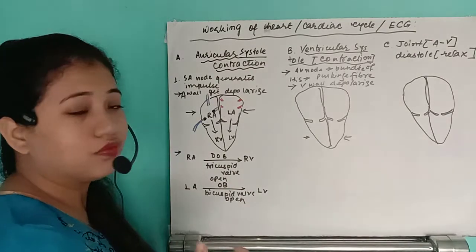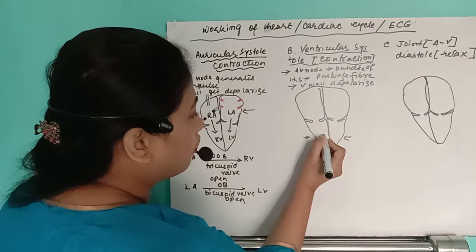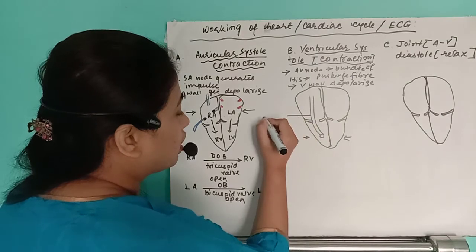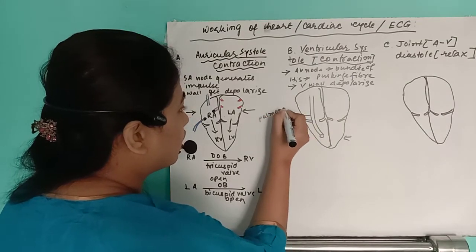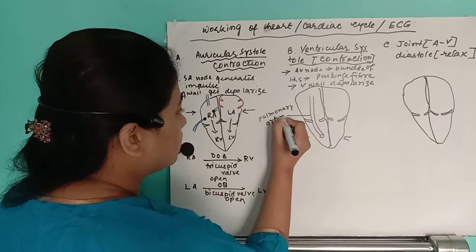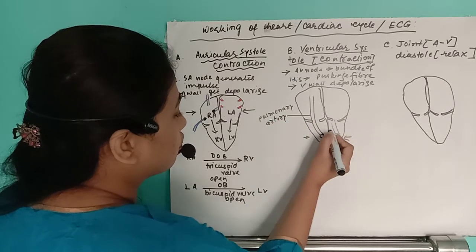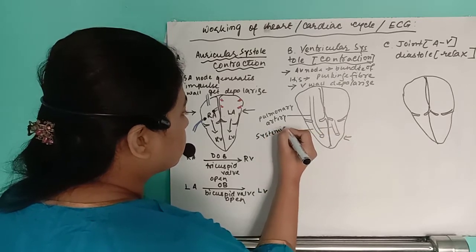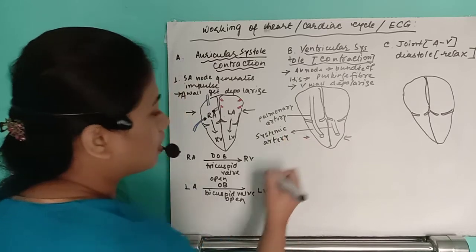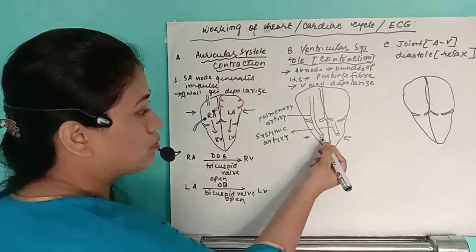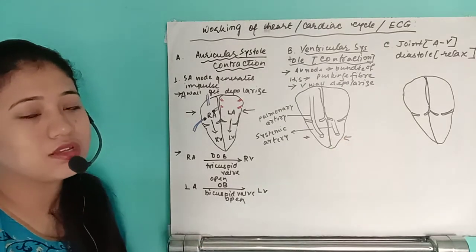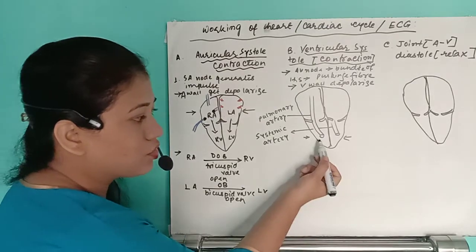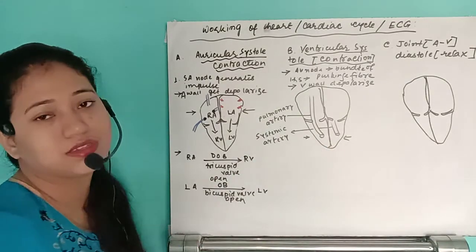So whenever the ventricle will contract, what will happen now? Here we have the blood vessels. Remember, this is known as the pulmonary artery, right? And here we have another, that is known as the systemic artery. And remember, even in the last video, I have told that both the pulmonary artery and the systemic artery will have a valve. What is the name of the valve? That is known as a semilunar valve.